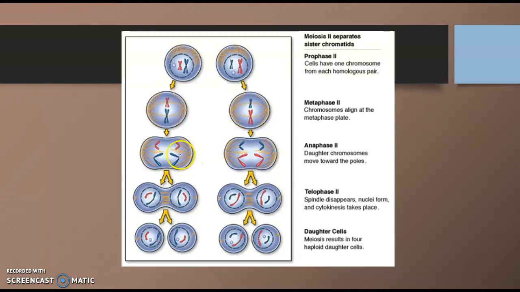So here's just, once again, the overview of meiosis 2. Your sister chromatids are going to separate, and your overall outcome is 4 very unique gamete cells.